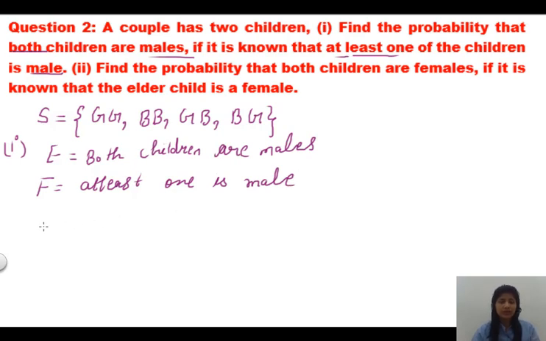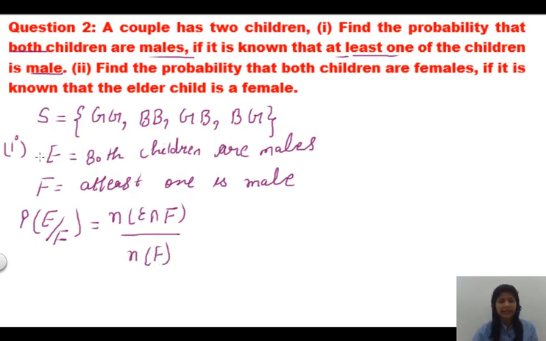Okay, now you see what we have to calculate. We have to calculate probability of what is the given condition, that at least one is a male. So that I have written in the given condition. And what we have to find out, that both of them are males. So this will be given as we have done the formula already. This is a question of conditional probability, E intersection F divided by number of elements in F. Let us find out number of elements in E, or both the children are males, so only this is the event which is favorable to this.